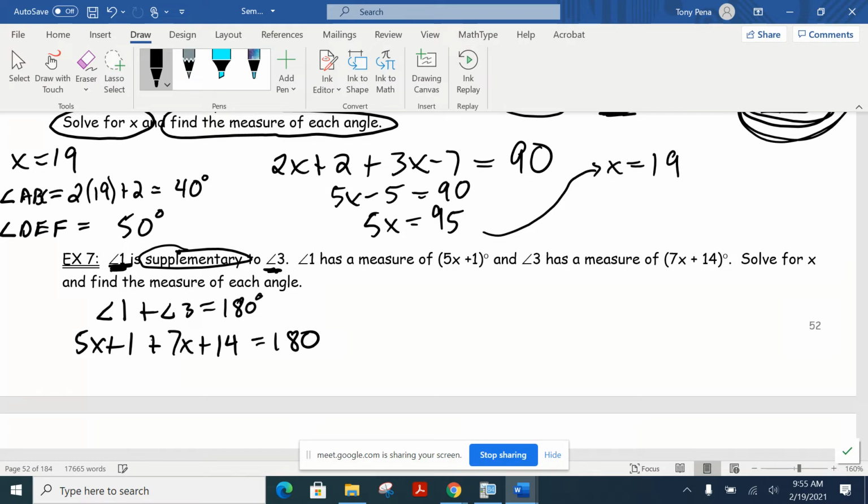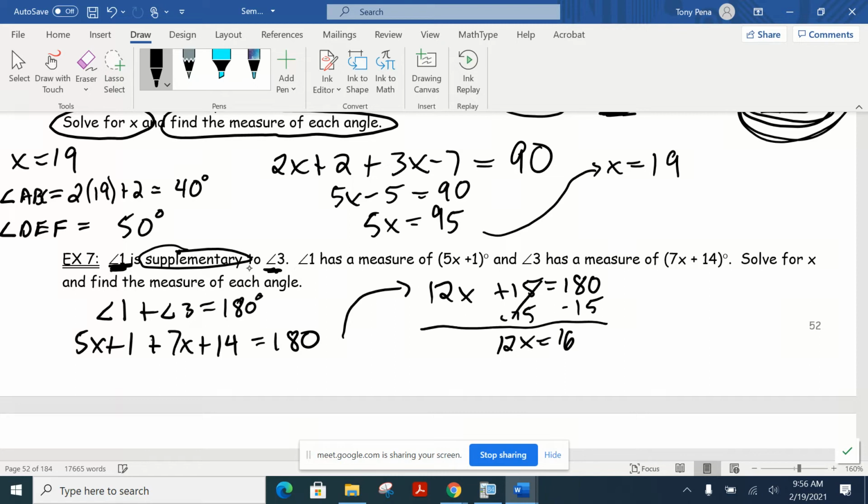All right. Solve this equation. So add your like terms. So we have 12x's and a 15. And then that's got to equal 180. Subtract the 15. Uh-oh. Did I screw this up? Or did I just not give a good problem here? I don't think you're going to like this answer.